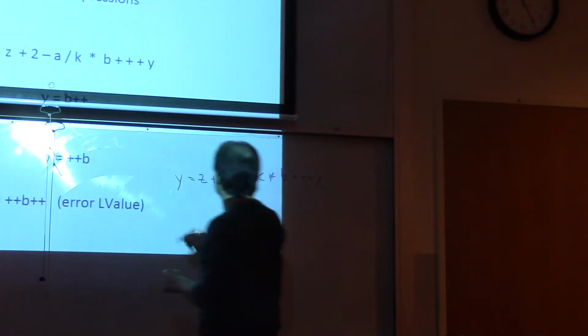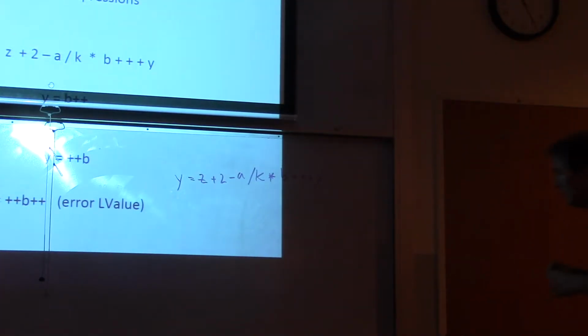Now, which of these operators do you think we would do first? Do you have any primary operators? Dot, star, parentheses, brackets? No. Do we have any unary operators?